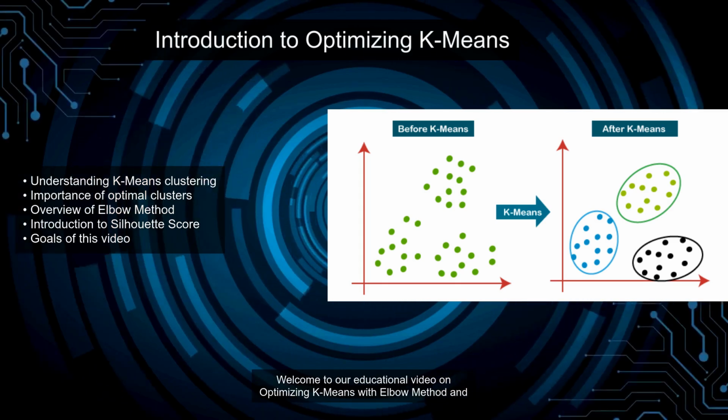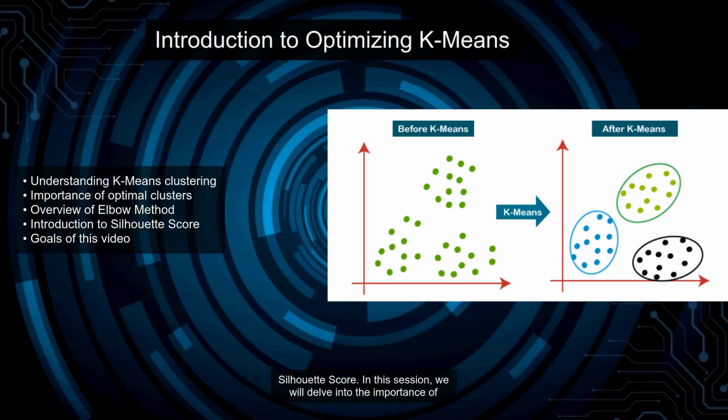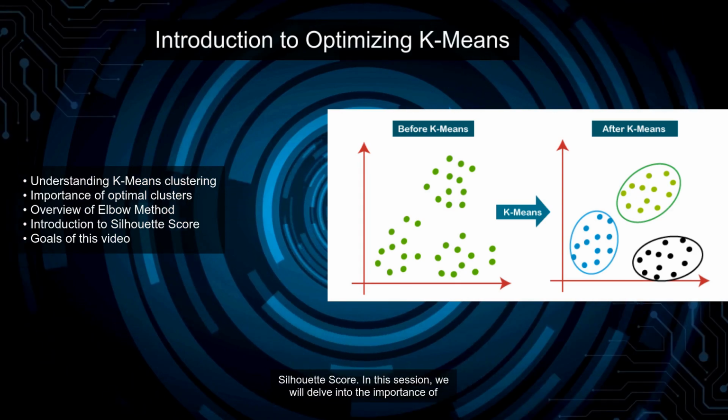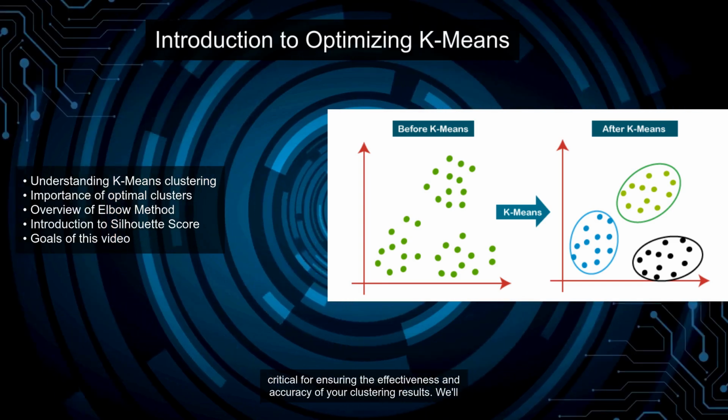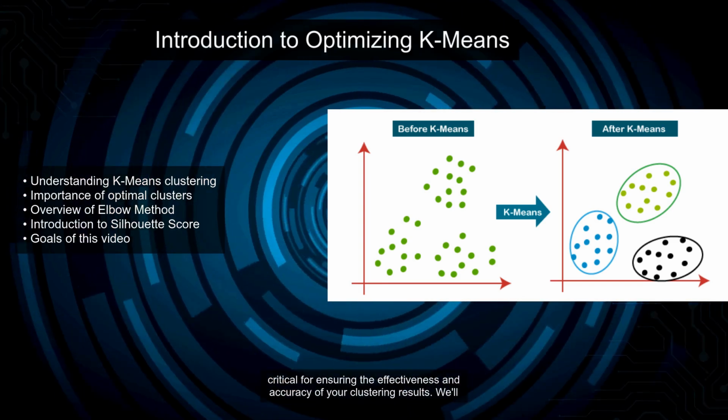Welcome to our educational video on optimizing k-means with elbow method and silhouette score. In this session, we will delve into the importance of determining the optimal number of clusters in the k-means algorithm. This is critical for ensuring the effectiveness and accuracy of your clustering results.